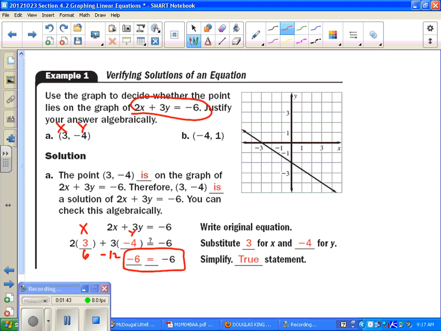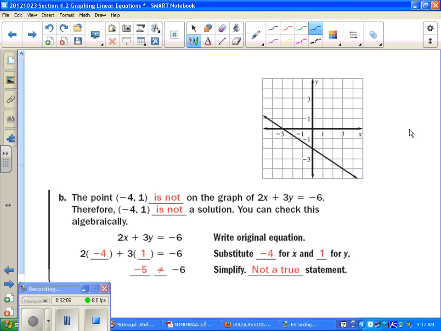And when you look back at that point, (3, -4), remember 3 tells you to go to the right 3 times. So from the origin, you're going 1, 2, 3 times, and down, since it says -4, down 1, 2, 3, 4. Notice that that point falls on that line, (3, -4). So that's how you can visually check it and algebraically check it.